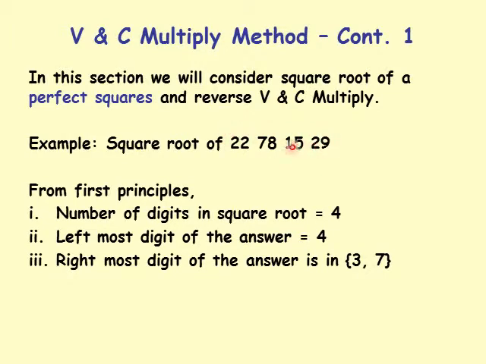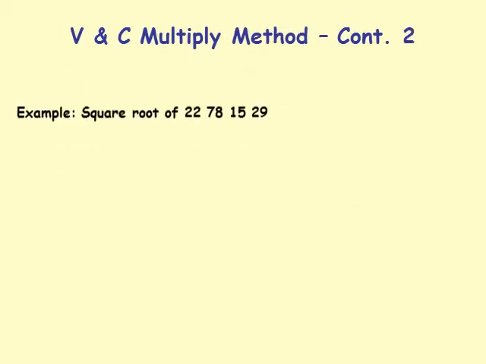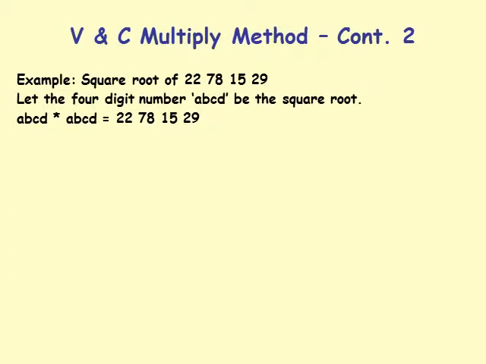So this number is given to be a perfect square, and 4 is the leftmost digit, the rightmost digit is either 3 or 7, and the number of digits in the square root is 4. Let the 4 digits be the number A, B, C, D, the square root of this number. That means ABCD times ABCD is 22781529.